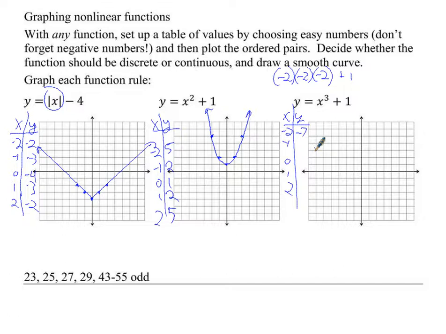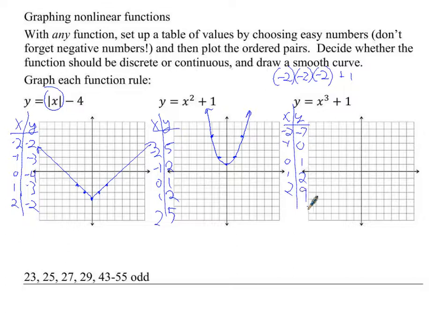All right, what is -1 to the third power? It's -1 plus 1 is 0. And then what is 0 to the third power? 0 plus 1 is 1. What's 1 to the third power? 1 plus 1 is 2. And then what's 2 to the third power? 8. And then 8 plus 1 is 9.